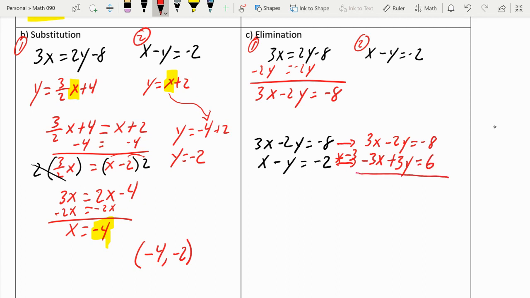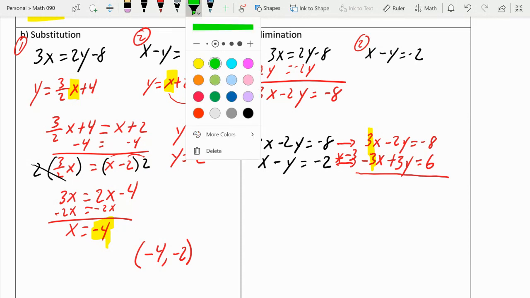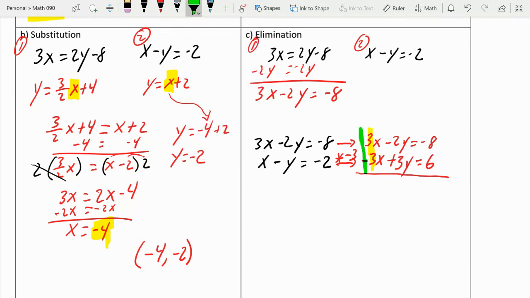Now I add straight down, and just like we said was going to happen, the coefficients are exactly the same and the signs are different, okay? Exactly what we want to have happen. That cancels. Negative 2y plus 3y, positive y. Negative 8 plus 6, negative 2.